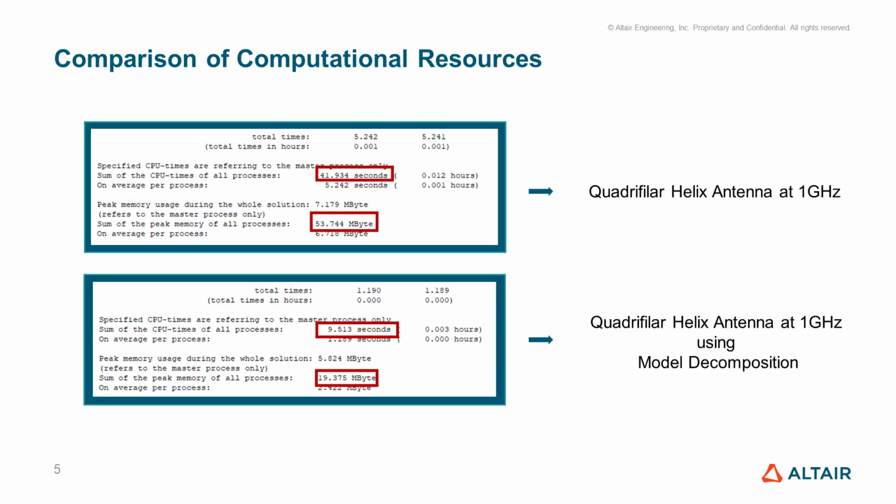Now let's also compare the computational resources that were utilized for simulating both of the results. So to simulate the actual quadrifilar helix antenna at 1 GHz, it took us about 41 seconds and 53 megabytes of memory. On the contrary, to solve the quadrifilar helix antenna at 1 GHz using the model decomposition method, it took Feko only about 9 seconds and 19 megabytes of memory. So you can see by using the model decomposition method, we can reduce the computational resource requirements to a great extent.